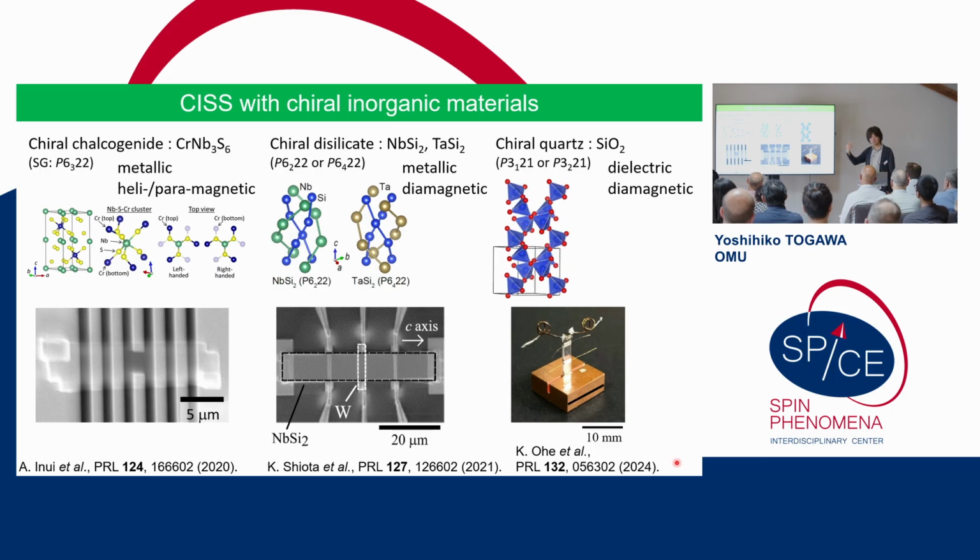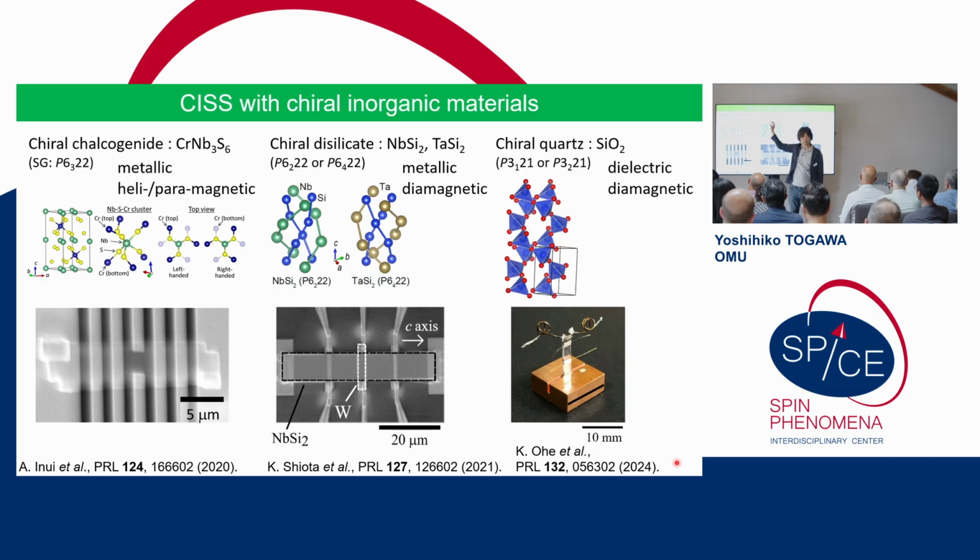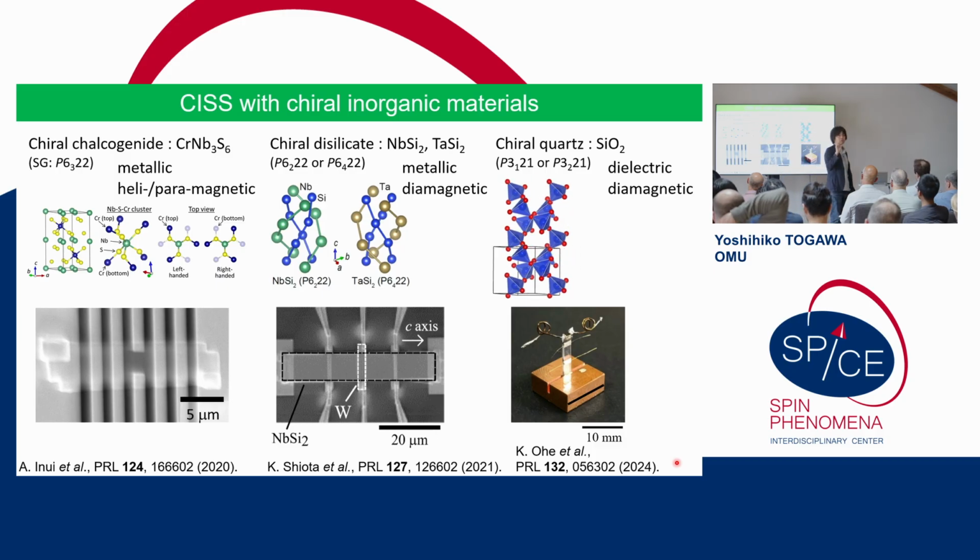Then physical properties are slightly different depending on the material. The first two are metallic materials, but quartz, of course, is an insulator. More precisely, it's a dielectric material. As for the magnetic property, the first material shows the helimagnetic phase transition.